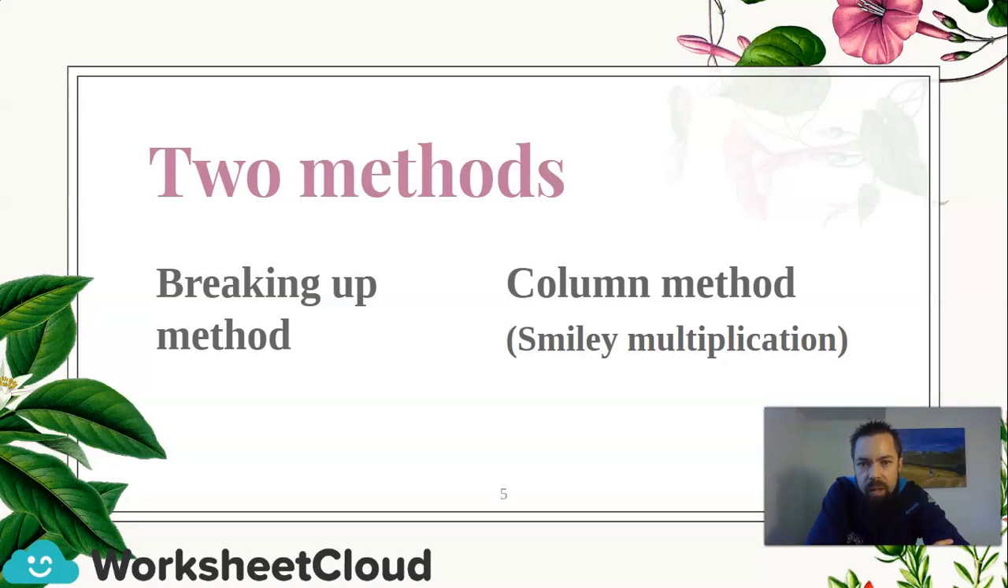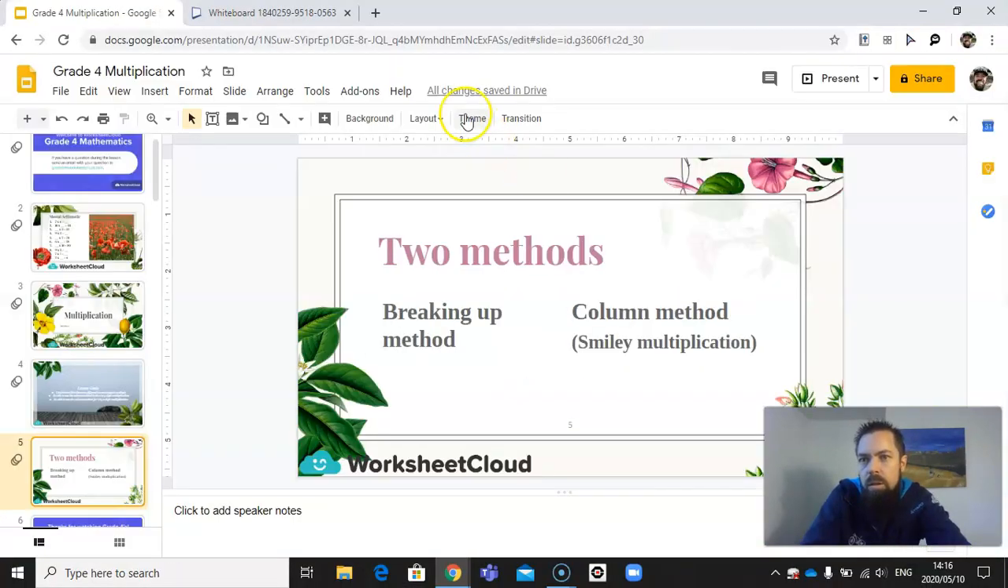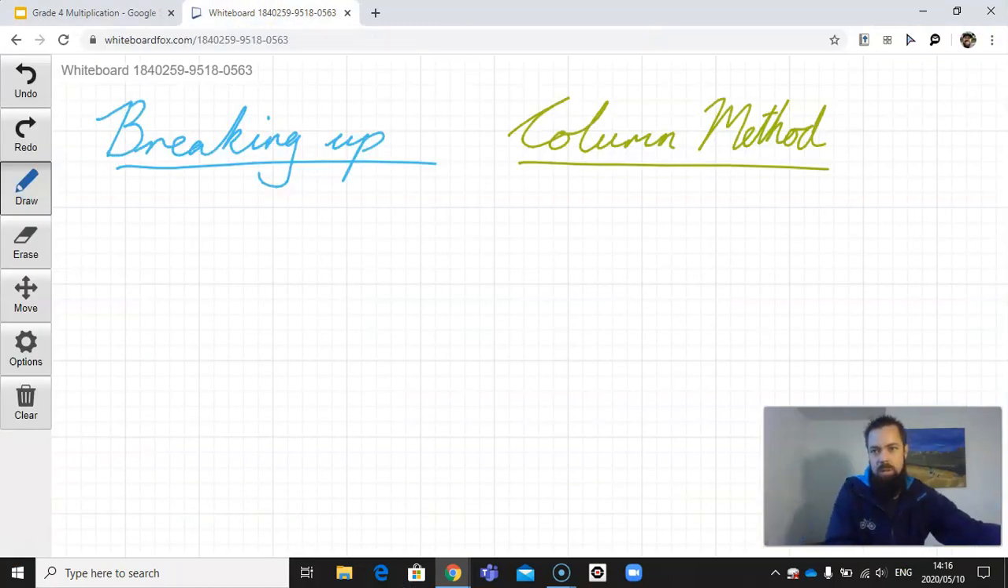The 2 methods I'm going to glance at. I'm not going to show you all of them, but first of all, the breaking up method, and secondly, the column method, which is what I call smiley multiplication. Let's go to the whiteboard.